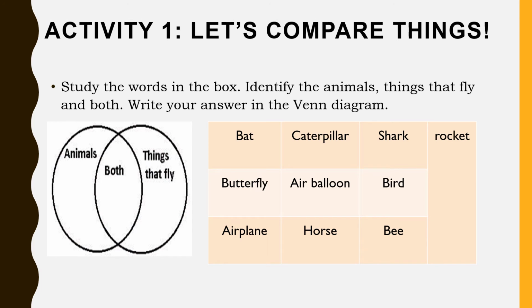Okay, let's compare things. Study the words in the box. Identify the animals, things that fly and walk. Write your answer in the Venn diagram. Now, what are the things that fly? Animals only, or both animals and things that fly.